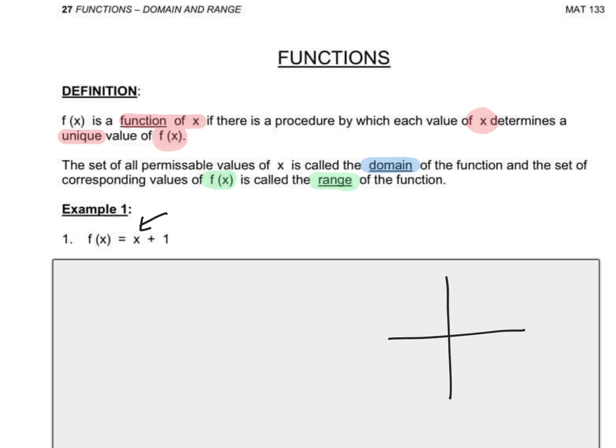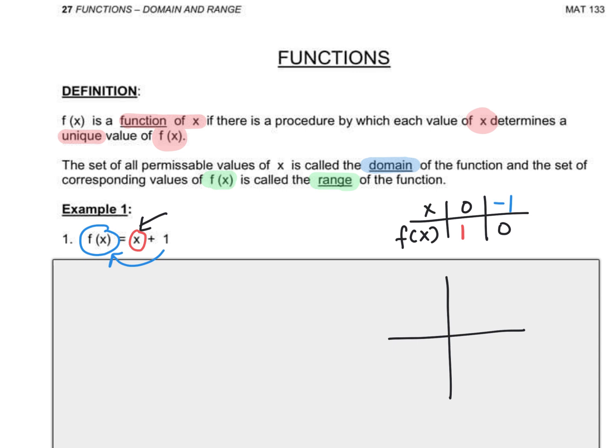So maybe we can sketch the shape of this graph. The simplest way to sketch any graph, especially any linear function, is to identify the values of x and y, or f(x), where x is 0 or y is 0. Then we can find the respective values. If x is equal to 0 here, then obviously f(x) should be equal to 1. And where f(x) is equal to 0, x will be equal to negative 1.